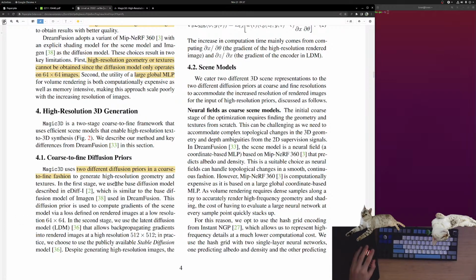first stage, we use a base diffusion model described in ediff-I, which is similar to the base diffusion model of ImageGen used in Diffusion. This diffusion prior is used to compute gradients of the scene model via a loss defined on the ray images at a low resolution. Yes, diffusion prior. Okay, it's a latent diffusion model.